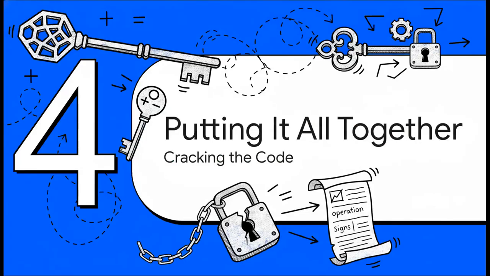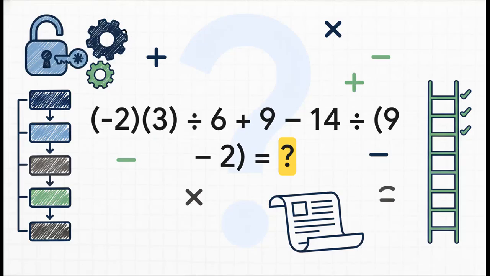So we have them, all 3 keys. The key for choosing the operation, the key for handling the signs, and the master key for the order. It is time to go back to our original puzzle and crack this code once and for all. Here it is again. It might still look a little intimidating, but now we have a system, we've got a plan. We just need to follow the rules of BEDMAS, one step at a time.